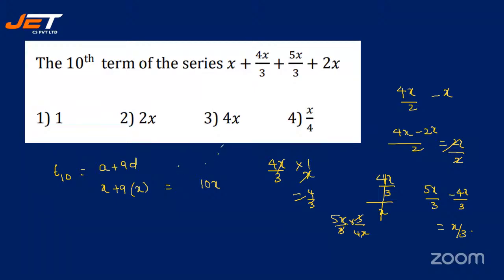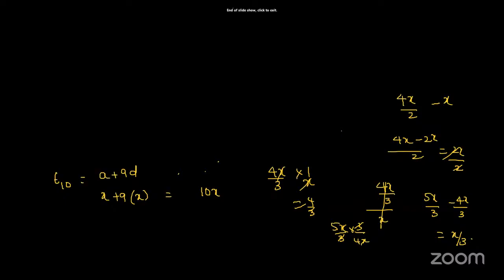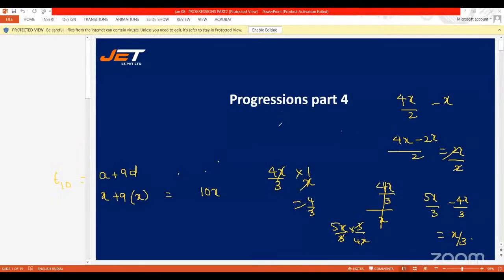Okay, students. So if such workings comes, you can definitely say that you will have another option, none. So you can just click the word none. Okay. All right. So I'm sure you would have understood the progressions part 4, and with this we are completing the progression part 4 for today.